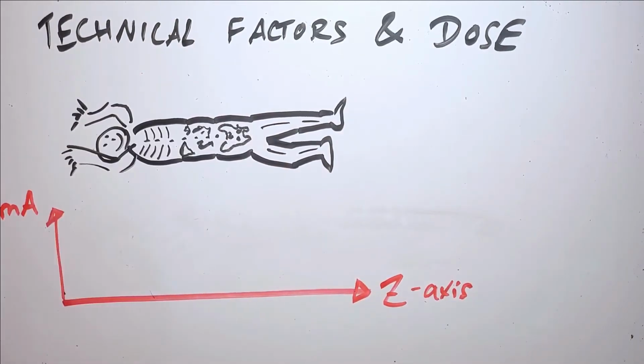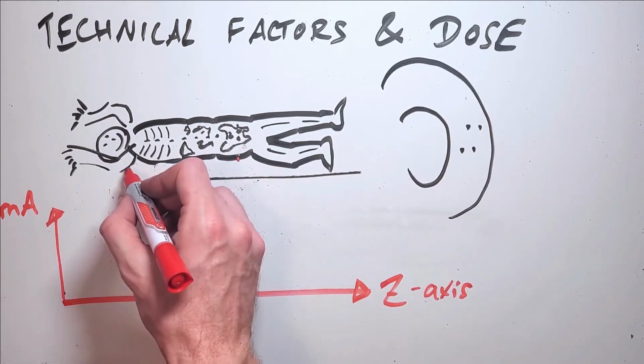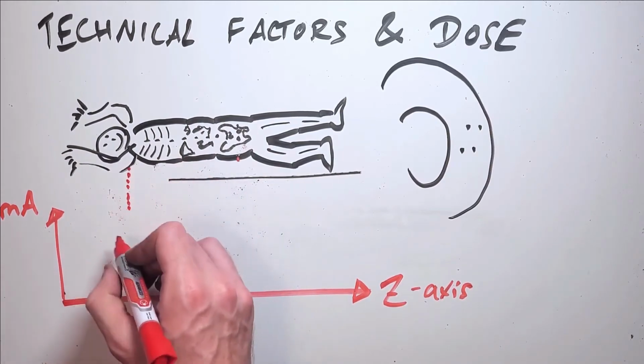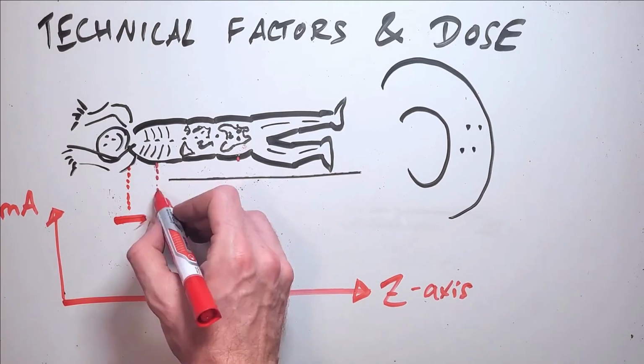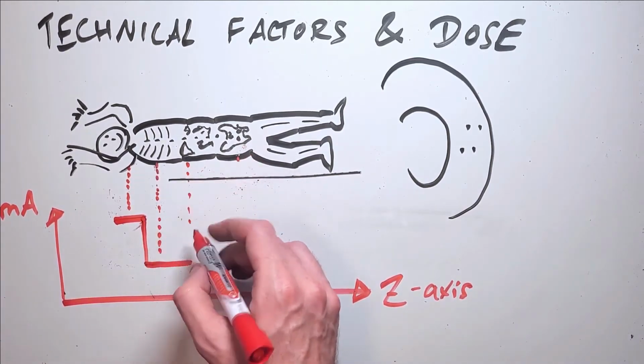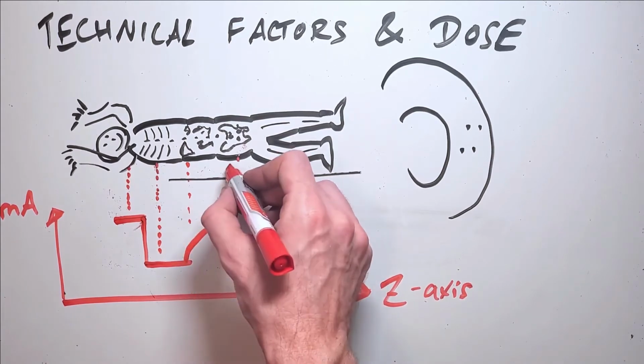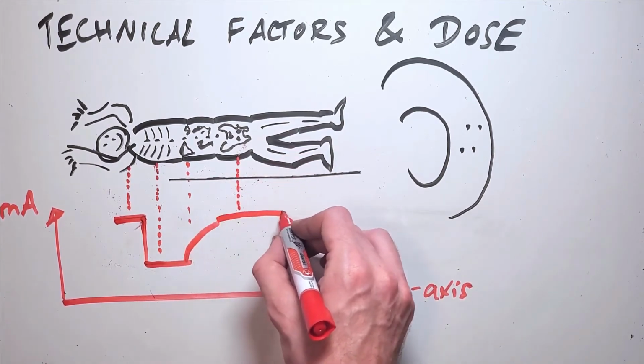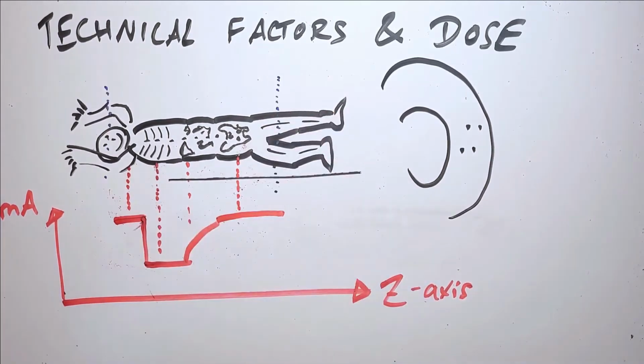For example, on a chest, abdomen, pelvis scan, the MA will be higher through the upper chest to penetrate through the shoulders on both sides of the chest. Then it will drop down through the thorax because it's mostly passing through air and lung tissue. Then it will increase again when it gets to the abdomen, and then further as it gets through to the pelvis.